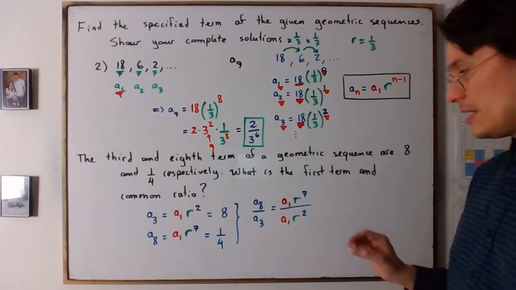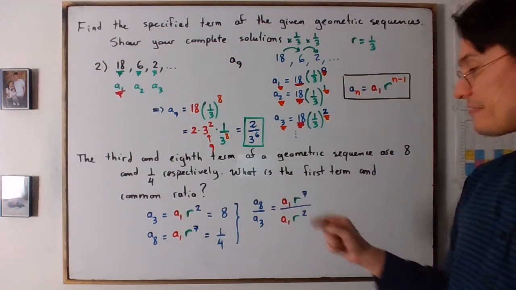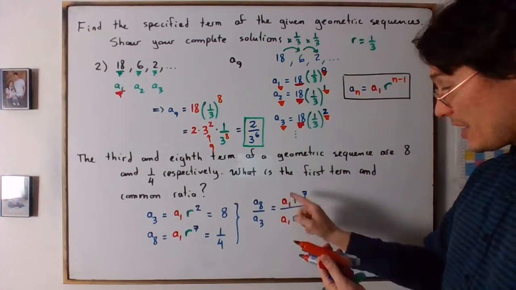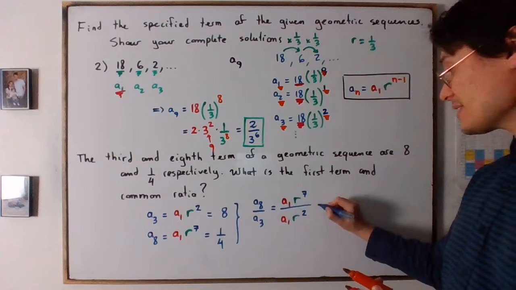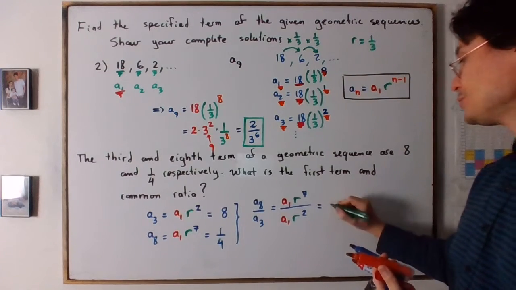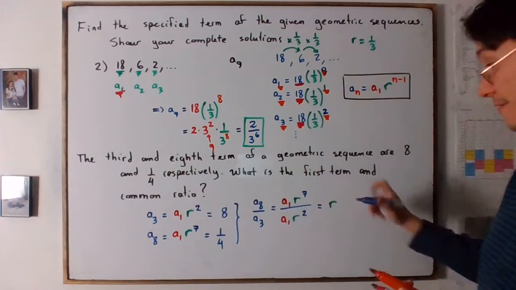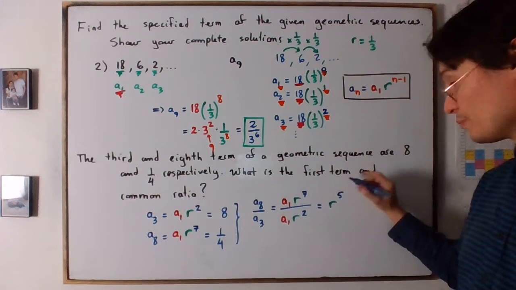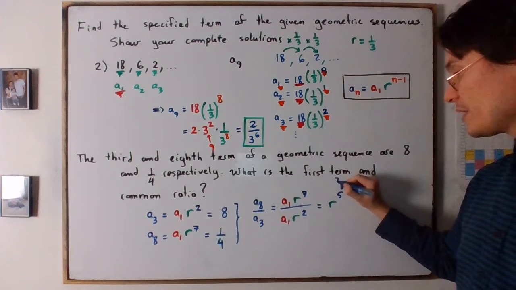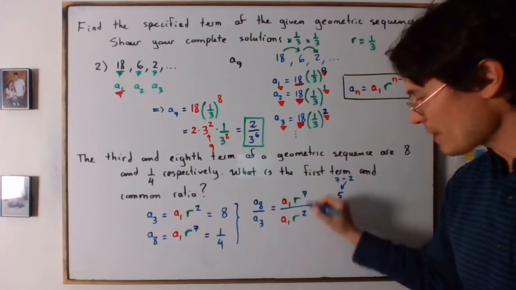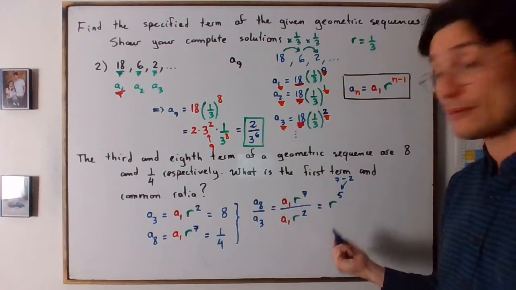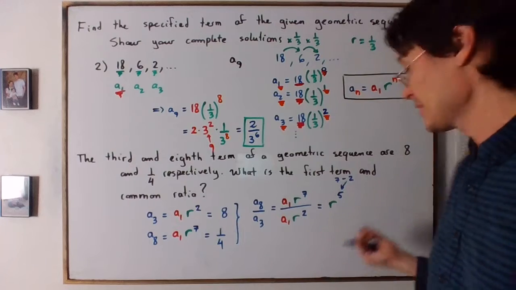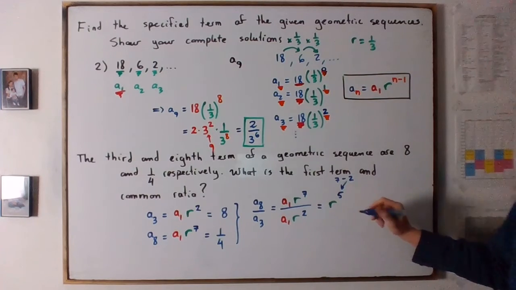Then what happens after? Well, the A1s cancel exactly. As for the R, what you get here is R to the power of 5, 5 being 7 minus 2. So keep that in mind. The way you find this 5 is you subtract the exponents. This is R times R times R 7 times. This is R times R. So 2 of them cancel. So this is R to the power of 5.